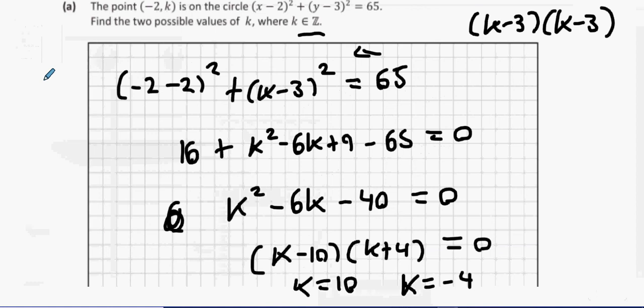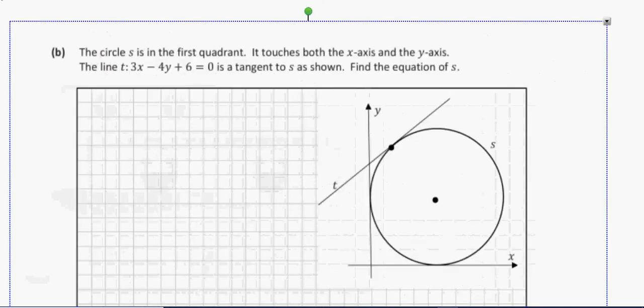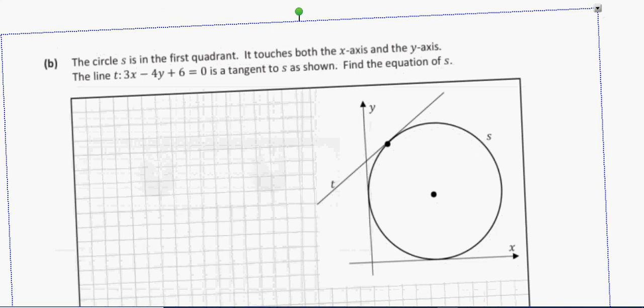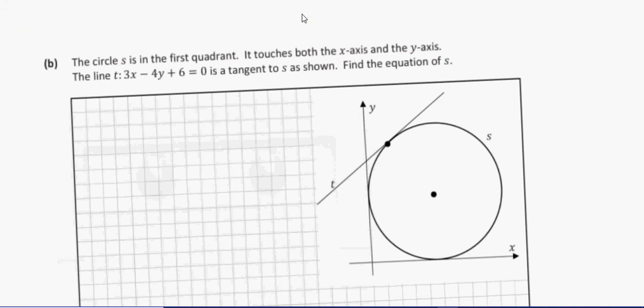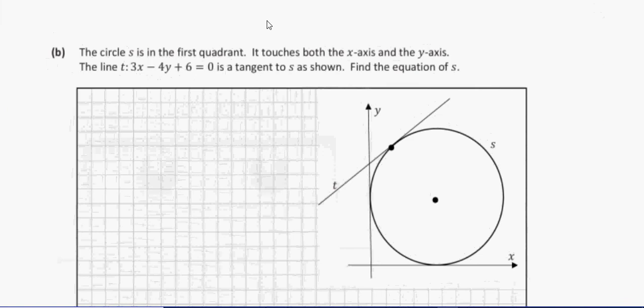Okay, that's it. Part B, probably. The circle S is in the first quadrant. The first quadrant means all x and y's are positive. So, basically a fancy way of saying x, y, element N. Natural numbers, or including 0 though. It touches both the x and y axis. The line T, which is 3x plus 4y plus 6, is a tangent as shown. Find the equation of S.